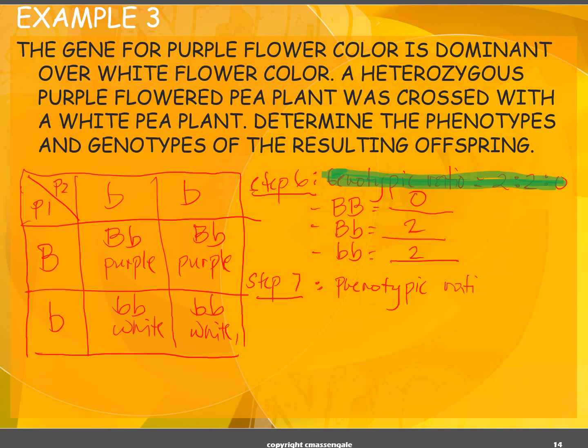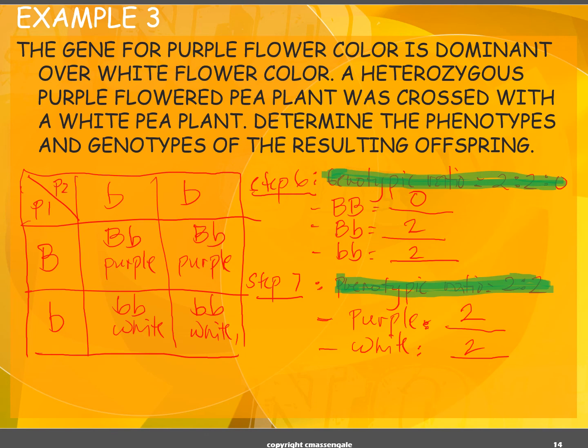Yan. So, for our phenotypic ratio, let's write down the possible phenotypes, which are purple and white. So, how many are purple and how many are white in the result of our Punnett square? Purple, 1, 2. So, you write down here 2. And then, how many are white? White and white. So, we also have here 2. So, our phenotypic ratio is 2 is to 2. Ayan po yung ating phenotypic ratio. So, we are now done.